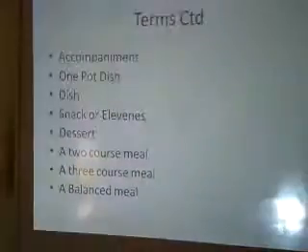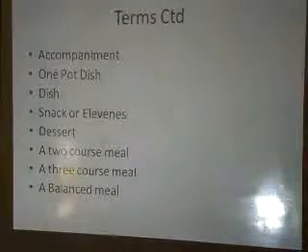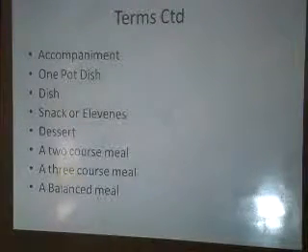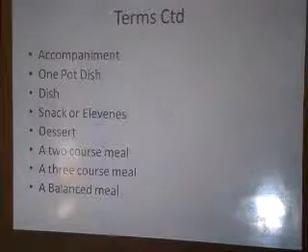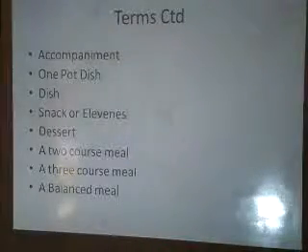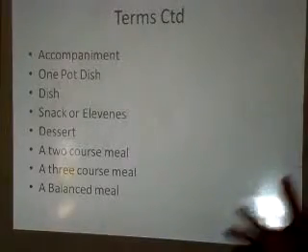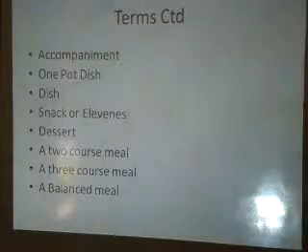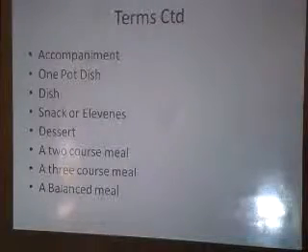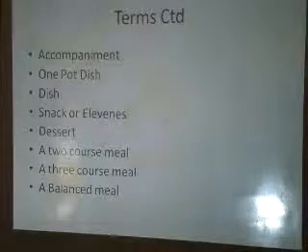Then we have accompaniments. Accompaniment, as I said already, is the carbohydrate aspect of the meal. And we also have one pot dish. One pot dish, as the name suggests, means both the protein and the carbohydrate aspect are cooked together in one pot. So we refer to it as one pot dish.